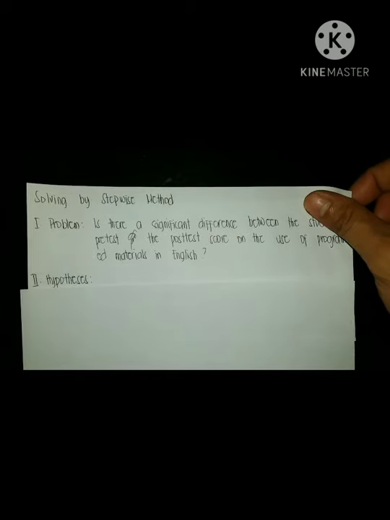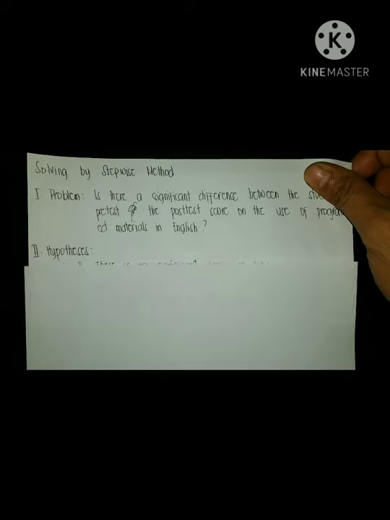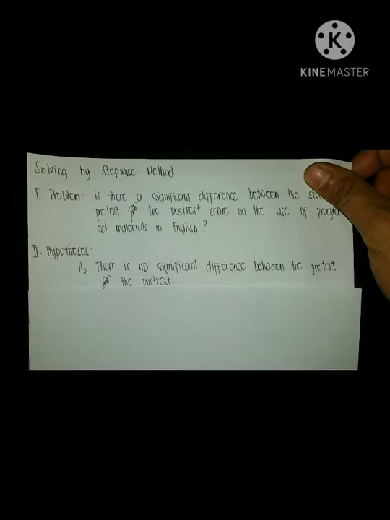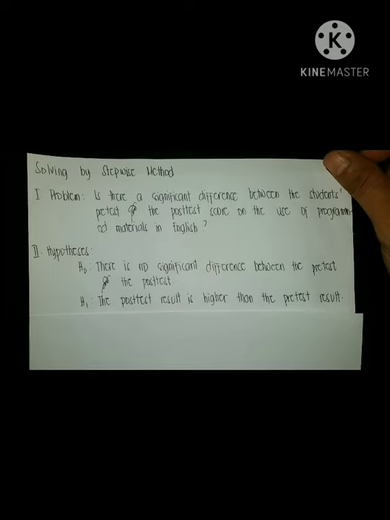Next will be the hypothesis. For the null hypothesis, there is no significant difference between the pre-test and the post-test. For the alternative hypothesis, the post-test result is higher than the pre-test result. Notice that our alternative hypothesis makes this a one-tailed test. It is because this is a directional test. From the word higher, there is a direction.